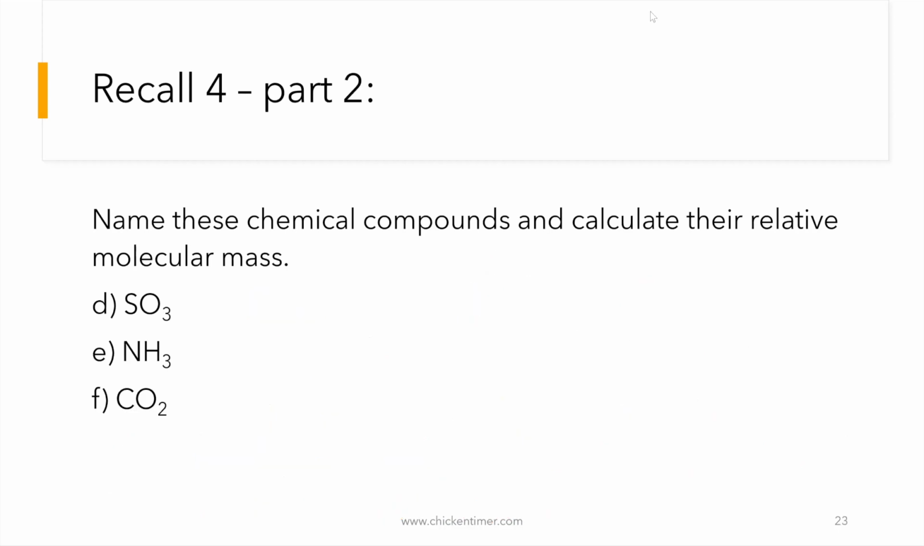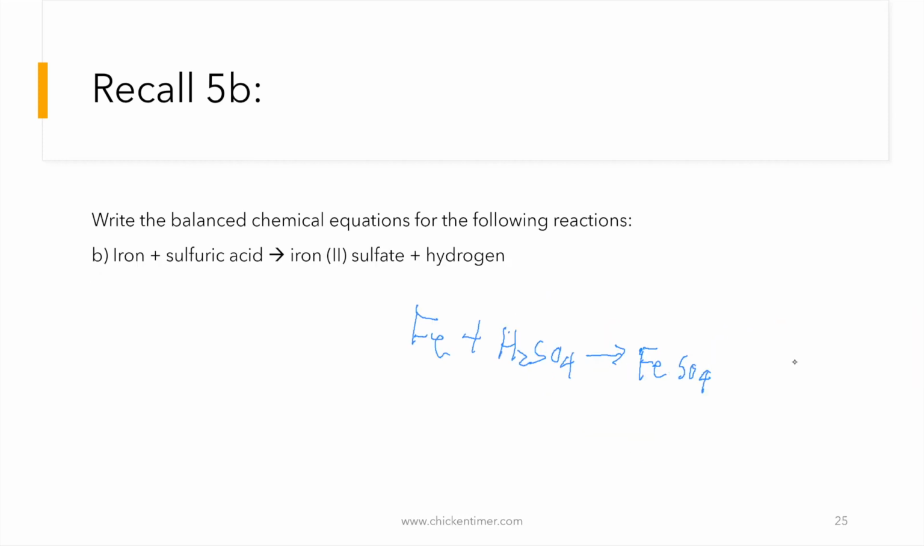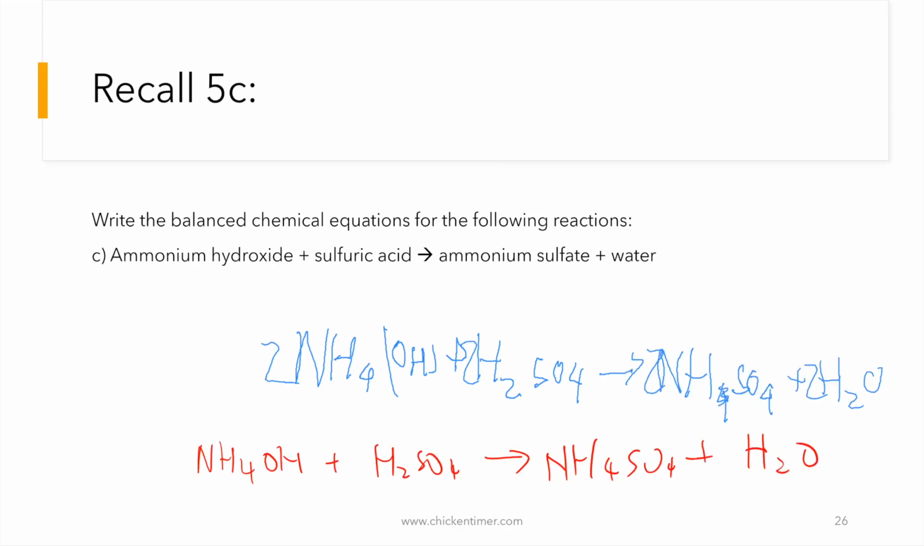Name these compounds again and then calculate their relative molecular mass. Yep, magnesium carbonate plus hydrochloric acid gives you water, magnesium chloride, and carbon dioxide. Mg, Mg, H2, H2, CCO3. Okay, balance. Iron plus sulfuric acid gives you iron sulfate plus ammonium hydroxide plus sulfuric acid. So at first you have this. This is balanced with this. This is balanced with this. Then this one is like that.